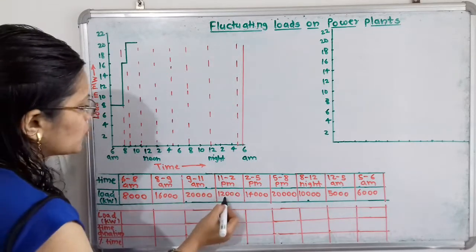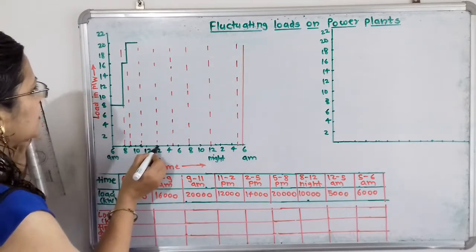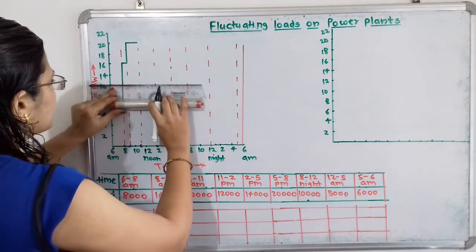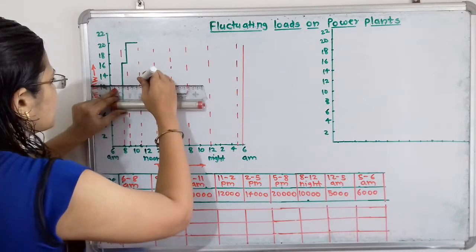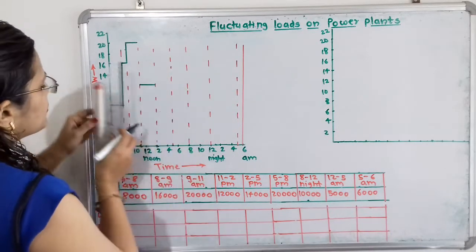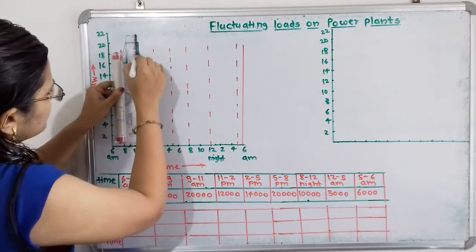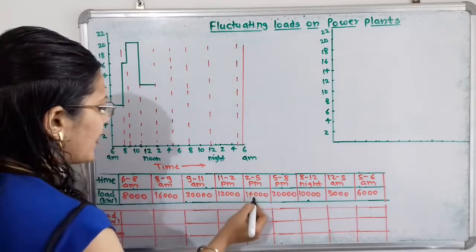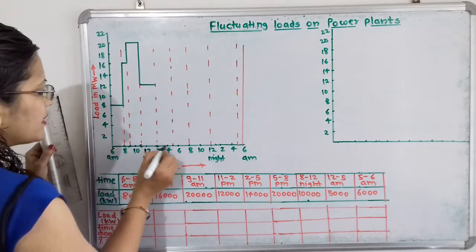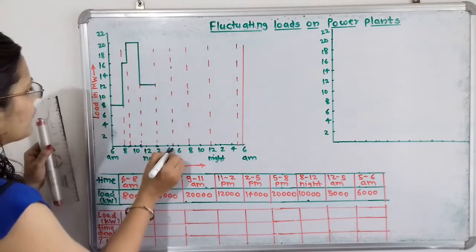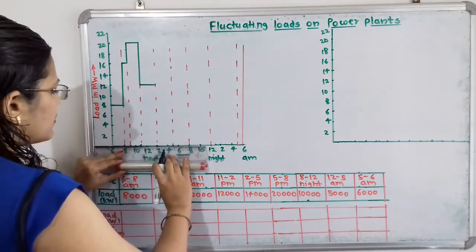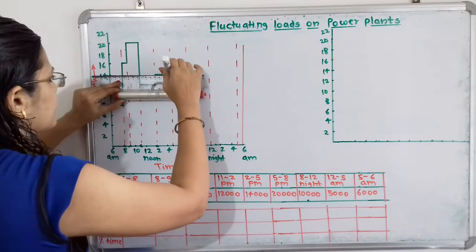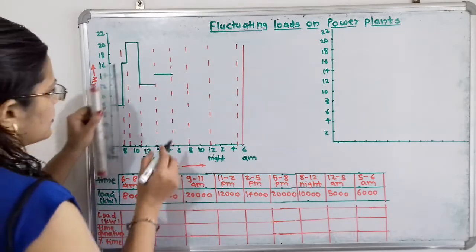Then 11 to 2, 12 megawatt. Here is 11, here is 2. For this 12 megawatt we will draw one line, and join this corner. Then 2 to 5, 14 megawatt. Here 2 and here is 5. From this 5 also I have drawn one vertical line. Now we will draw one horizontal line for 14 megawatt, that is 2 to 5.